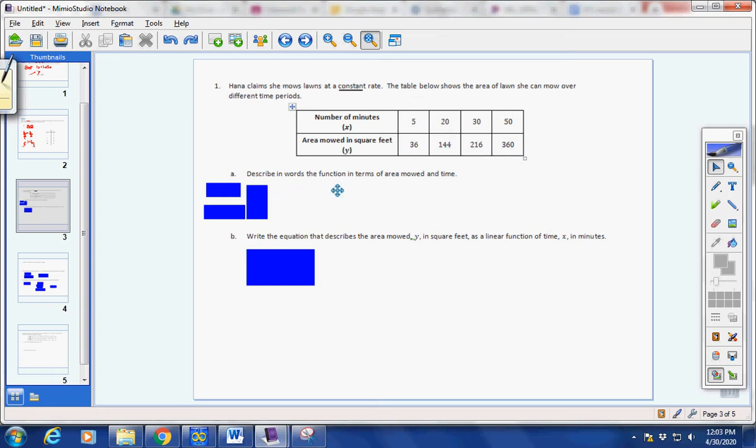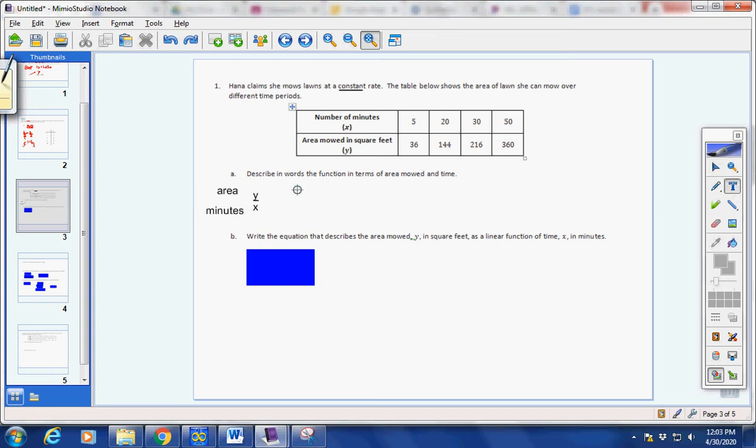So it says describe in words a function in terms of area mowed and time. Well, let's see. That can be confusing because of all the words there, but really this is what it's meaning. When we go to figure out a function, linear function, or proportionality, we always go y over x. That gives us our constant. And in this case, remember that y is the area, x is the number of minutes. So we're basically saying how much area did she mow and how many minutes.